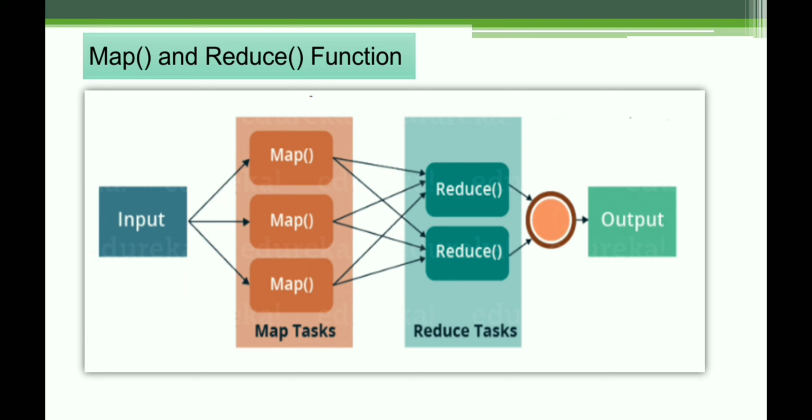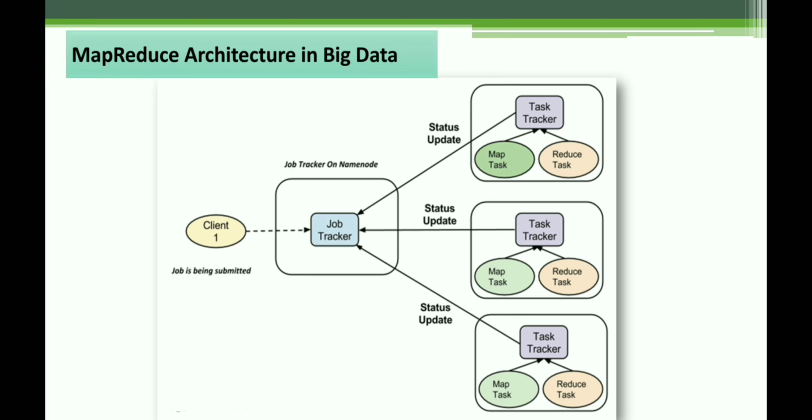So the first is the map job, where a block of data is read and processed to produce key-value pairs as the intermediate output. The output of the mapper, or map job, is input to the reducer, as we saw in a previous point. The reducer receives the key-value pairs from multiple map jobs. Then the reducer aggregates those intermediate data tuples into a smaller set of tuples or key-value pairs, which is the final output.